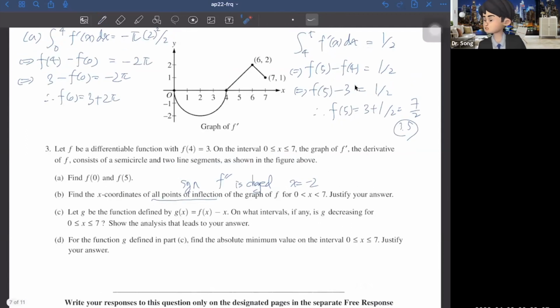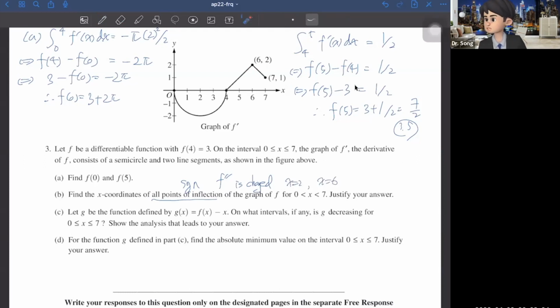When x equals 6, it's not differentiable at x equals 6, but at least I know that before x equals 6, the slope is positive, and after x equals 6, the slope becomes negative, right? So the slope changed from positive to negative. So that's why we found the two inflection points. Sorry, this is x equals 2. And then the other one is x equals 6.